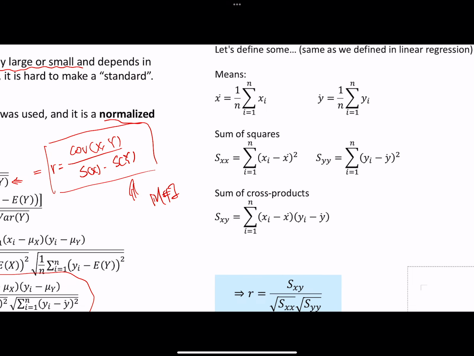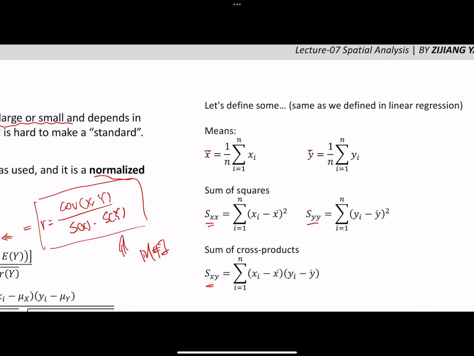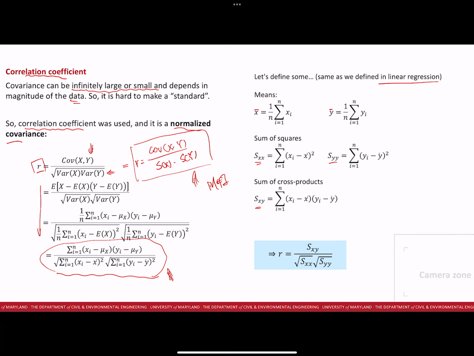Similarly, we can define the mean x and mean y, and Sxx, Syy, and Sxy. They are the same as in linear regression. If we define them like this, the correlation coefficient can also be calculated based on this expression. So this is much cleaner. Because we know how to calculate Sxx and Syy, we can calculate R, the correlation coefficient.